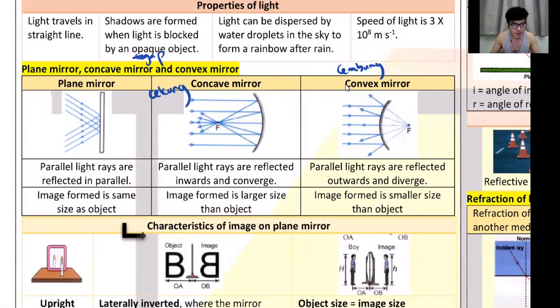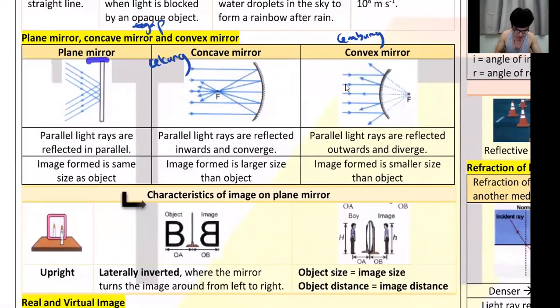So what happens here? Plane mirror, the lights are reflected in parallel. The lights will be reflected nicely. Whereas concave, they will focus light on one point. We call it converge. In BM, I just call it non-focus. Is it called non-focus? I don't know. And then diverge is mencapa. That means they bounce away, they go away.